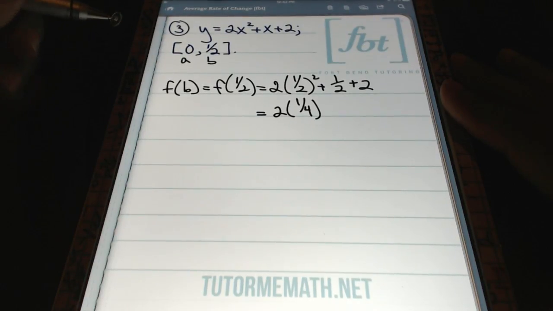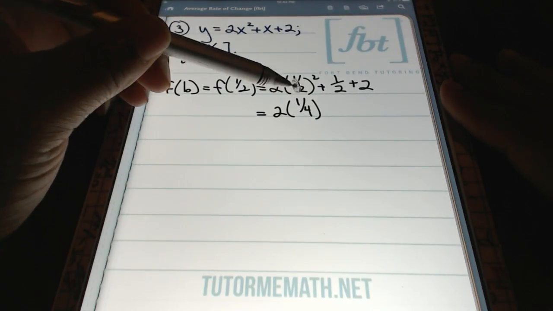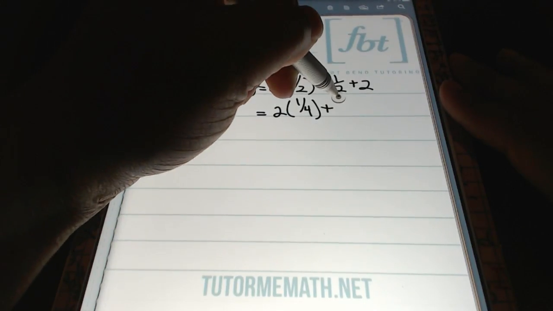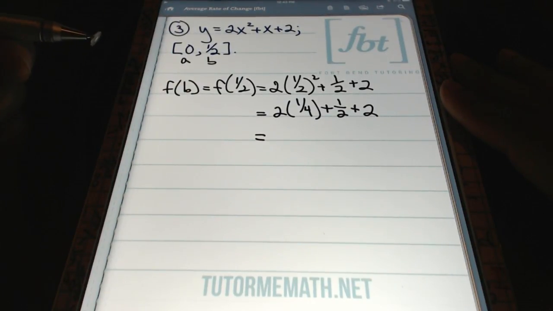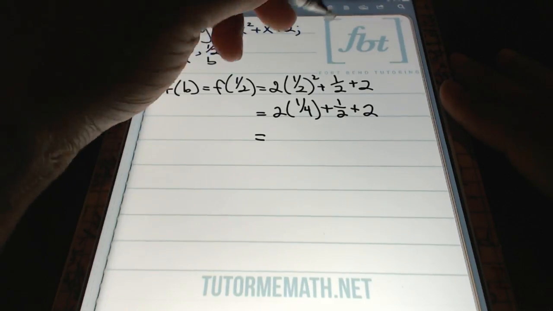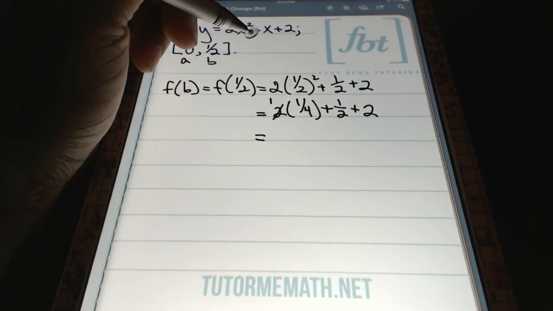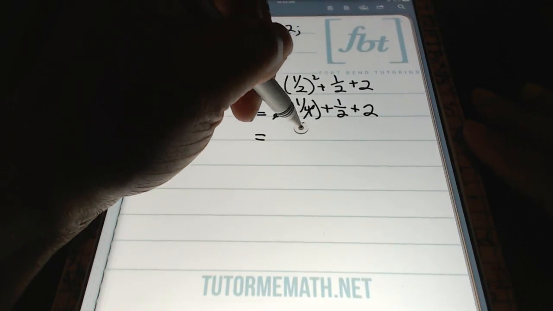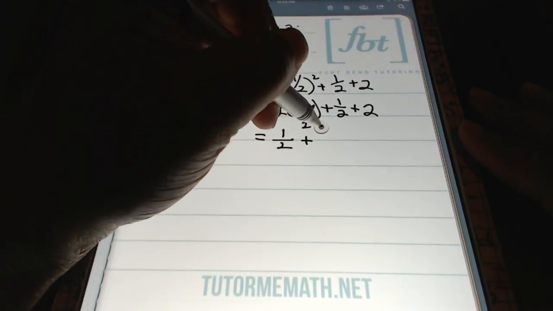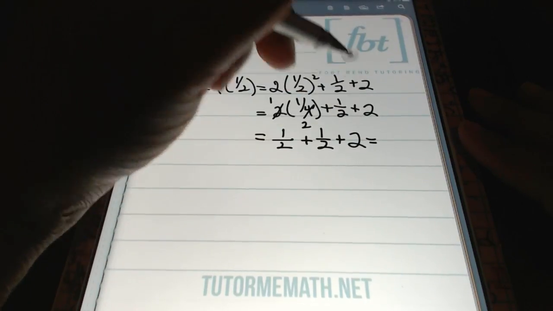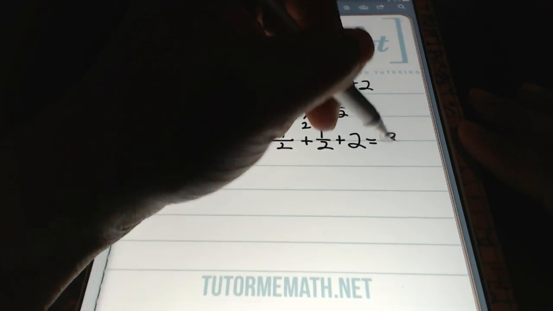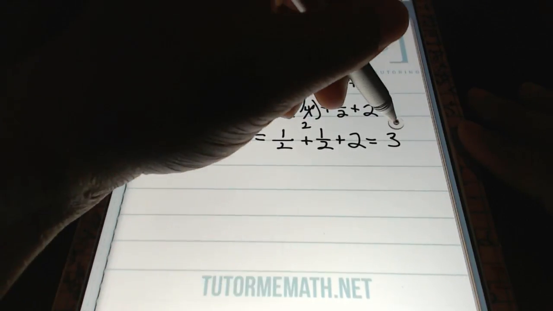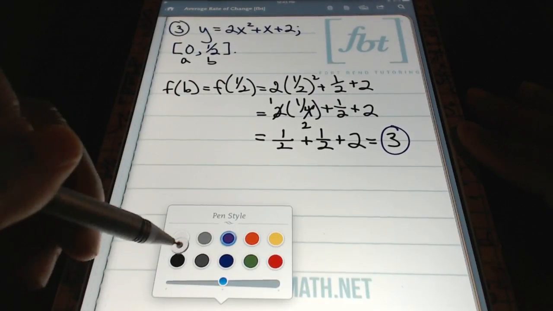All right. So here we've already squared 1/2 to get 1/4. And so now I'm bringing down the remainder of the expression here, that 1/2 and the 2. And now multiplying 2 times 1/4, we can simplify this. So we'll say 2 goes into itself once. We'll have 2 going into 4 twice. This simplifies to give you 1/2 plus 1/2 plus 2. And a half and a half gives you 1, and 1 plus 2 is 3. So 3 is going to be the value that we'll keep up with for our f of b.